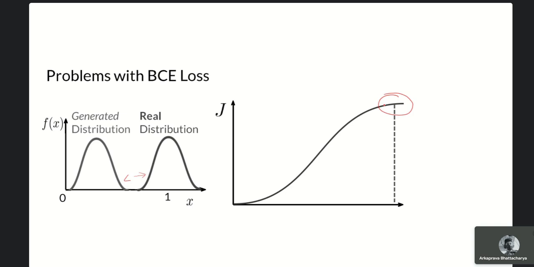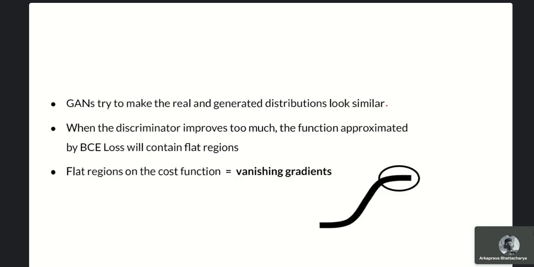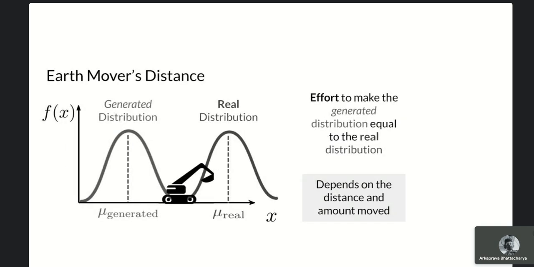And this is mainly because of the use of the BCE loss function, that is, the binary cross entropy function. So we can say that GANs try to make real and generated distributions look similar. And when the discriminator improves too much, the function approximated by the BCE loss function contains flat regions, and these flat regions actually correspond to vanishing gradients.